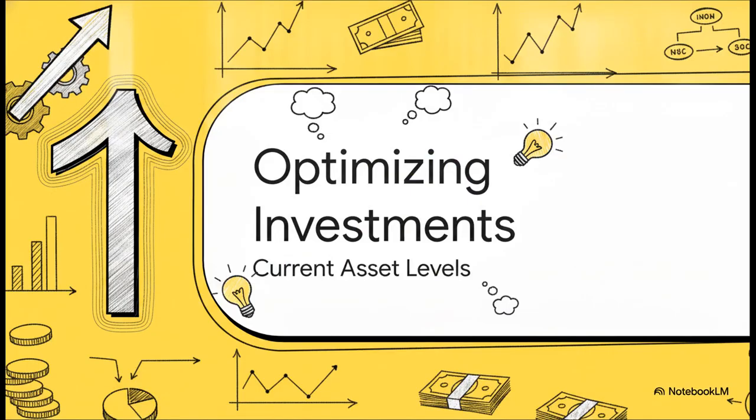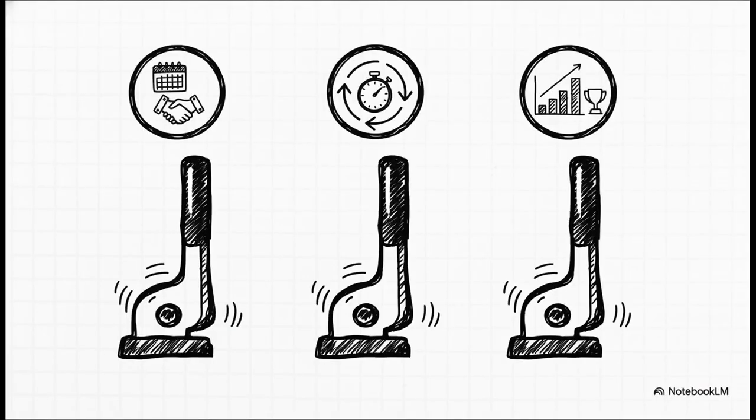Okay, Section 1, optimizing current asset investments. So, your optimal investment level. It's driven by three primary levers. You can't just guess how much inventory to hold or how much cash to keep on hand. Financial managers are meticulously calculating this stuff based on trade terms, the length of their operating cycles, and how they stack up against industry benchmarks. Let's look at exactly how they do it.